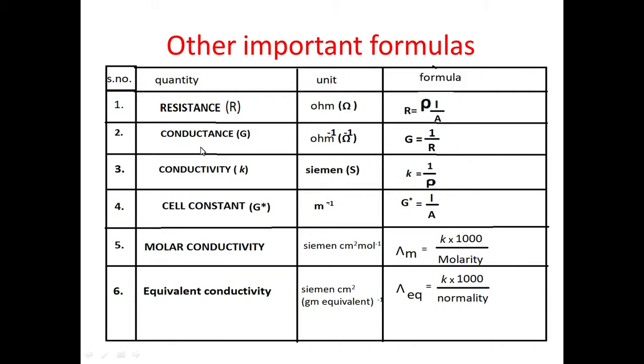Similarly, conductance is the reciprocal of resistance, so obviously its unit is ohm inverse. What about conductivity? Conductivity is 1 upon rho, the reciprocal of resistivity, is called conductivity, and the unit is Siemens. The unit of conductivity is Siemens.